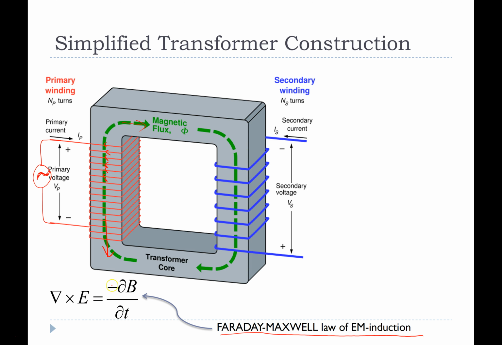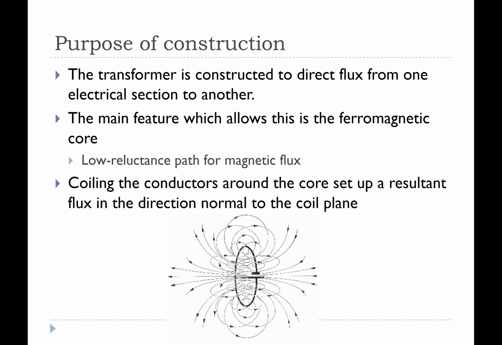And according to the Faraday-Maxwell law of electromagnetic induction, when you have a changing magnetic field, then you're going to end up with an EMF being induced. In this case, the EMF will be curling around the conductors, and that is how we build up the secondary voltage, Vs.